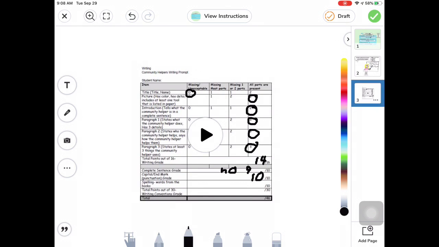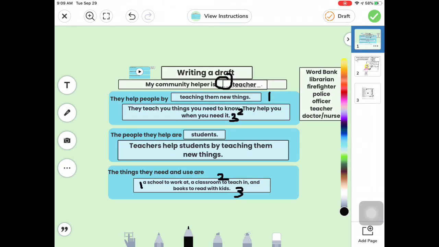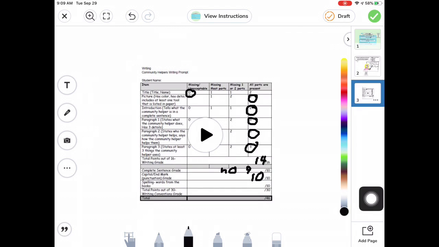Spelling words from the books. So you would go back and check your spelling on those words that you were writing to make sure if you found them in a book that you spelled them correctly. So if I was writing about a teacher and it was saying how she works at a school in the book, I would need to make sure that where I wrote school here is spelled the same way as it was spelled in the book. Teacher also, since that is right here, you need to make sure that you spell that the correct way too. So yes, I did that, 10. So this would be 29 points.